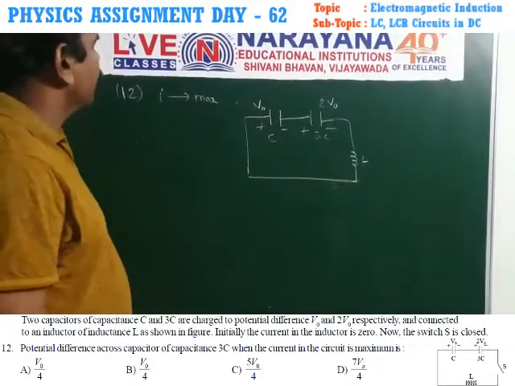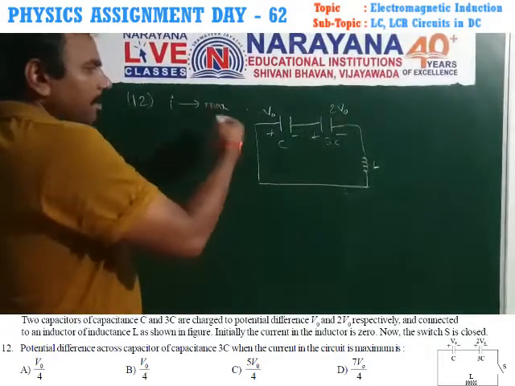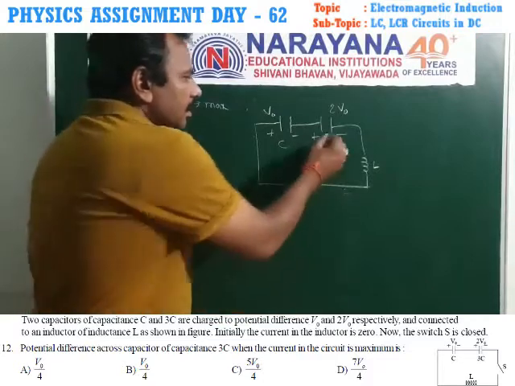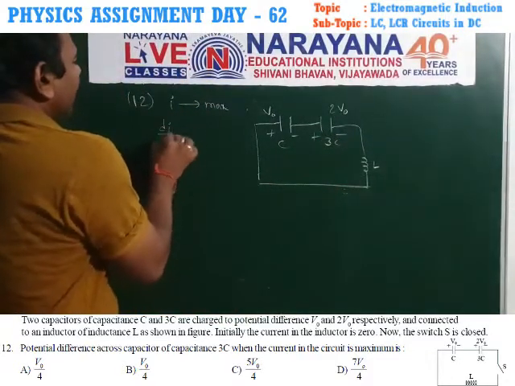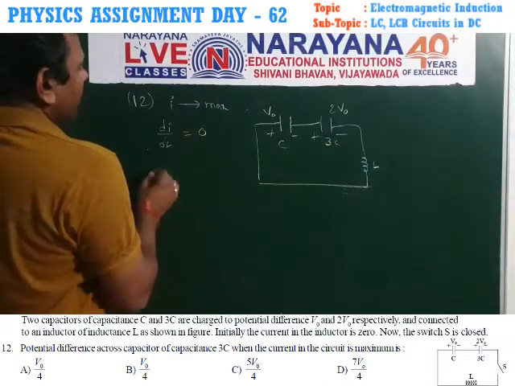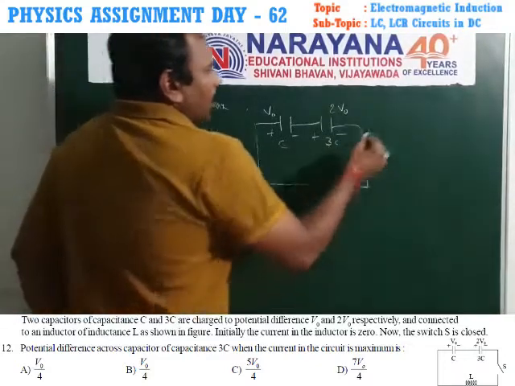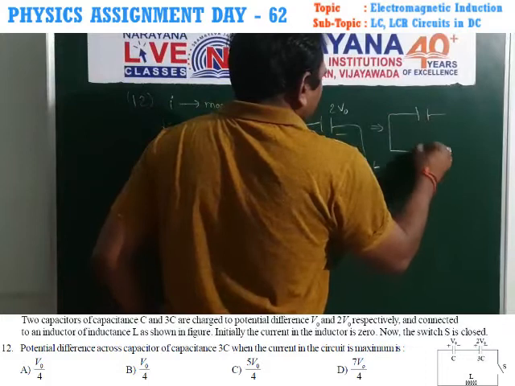In the 12th sum, the current will be maximum. So when current is maximum, what is the potential difference across the 3C capacitor? Here di by dt becomes 0. EMF across the inductor is 0 only. So now these two capacitors are in parallel combination.